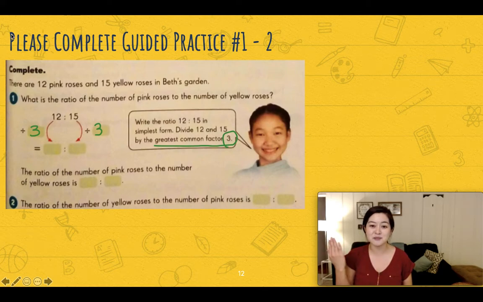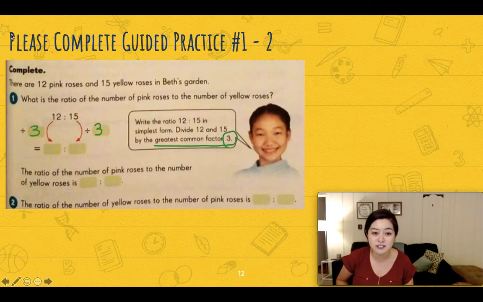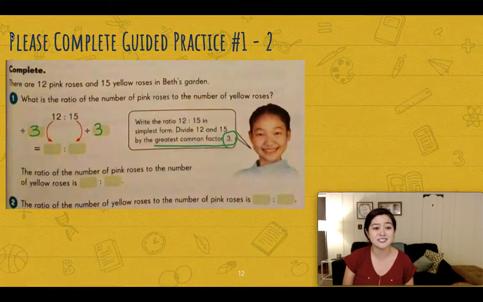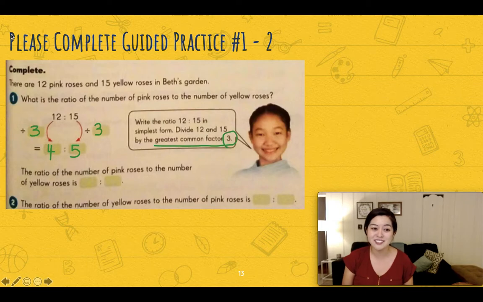It'd be ideal if you can find the greatest common factor because it'll save you some steps. But if you can't, you can just find a common factor. Luckily, the student in your book has helped us, and she found that the greatest common factor of 12 and 15 is 3. So you can divide 12 by 3, which is 4, and 15 by 3, which is 5, so 4 to 5. So the ratio of the number of pink roses to the number of yellow roses is 4 to 5.